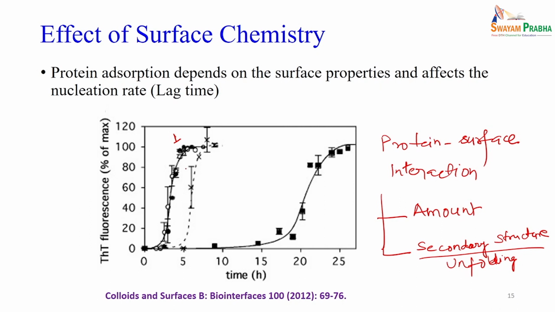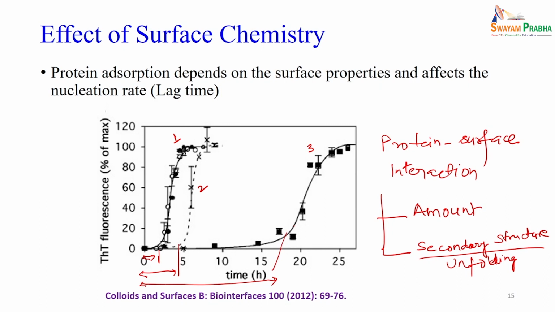Let us say surface 1 is given by the circular symbol, surface 2 by the cross symbol, and surface 3 by the square symbol. Now, for all these three surfaces, this is the ThT fluorescence we are seeing. An increase in the ThT fluorescence means there is aggregation. So this is the lag time in presence of surface 1, this is the lag time in presence of surface 2, and up to here there is a lag time in presence of surface 3.